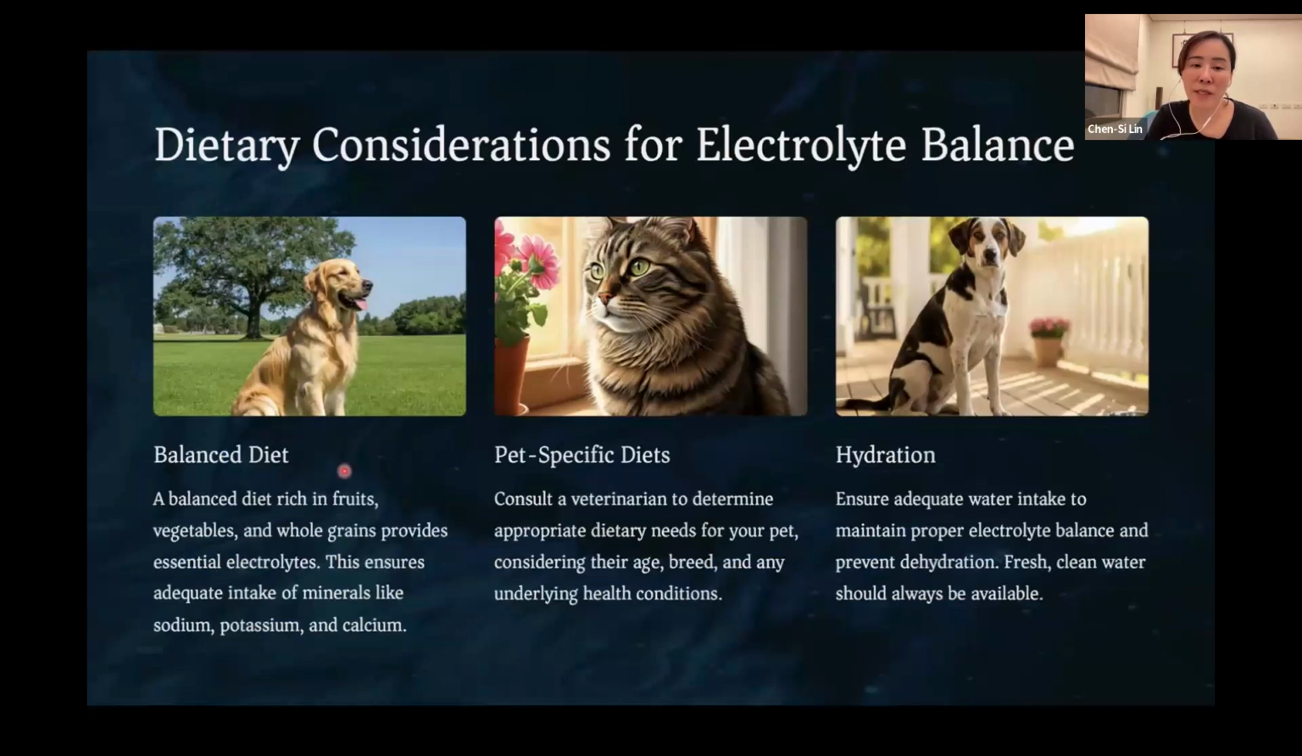So a balanced diet is very important, and some specific diets are needed. Also hydration is important. We need to make sure the animals have adequate water intake, not too little and not too much. Just the normal water intake is important. So fresh and clean water should always be available.